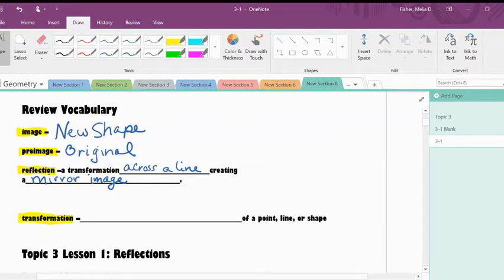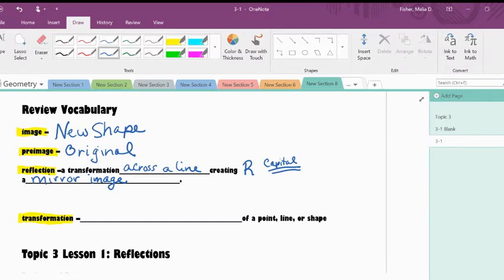We will be using special notation as we go through this, and that special notation for reflection will be a capital R. It will be really important to use a capital R as you go through this because lowercase r will be used for something else.